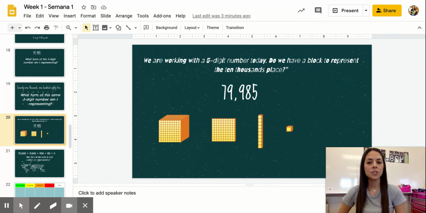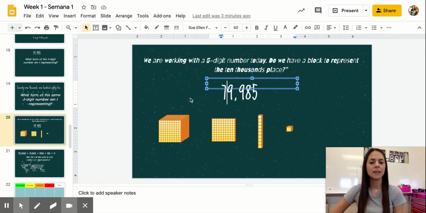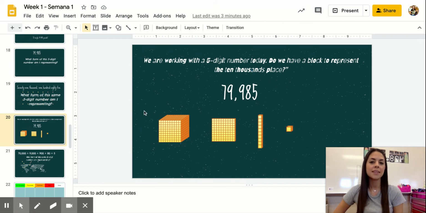Now, yesterday we talked about building numbers using base 10 blocks. Now, if I wanted to build this number using these base 10 blocks, do I have a block that represents the 10,000s place? How would I start by building the 7? I don't have a block that uses that, right? I could only start by using my cubes to build my thousands place, but I don't have anything big enough to build my 7.